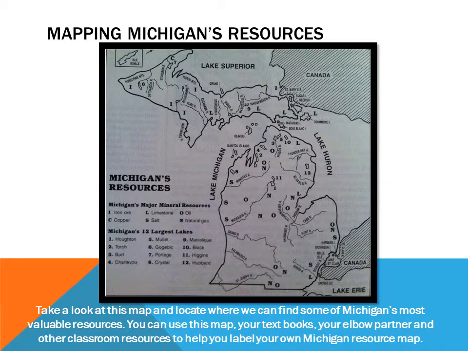Let's see where the copper is in Michigan. Looks like copper is up here on the Keweenaw Peninsula. We also have some limestone over here. See all those L's? And we have some oil in the middle of the mitten. Take a look at that. What are some of the other resources that you see? Can you guys point out where lumber is on the map?